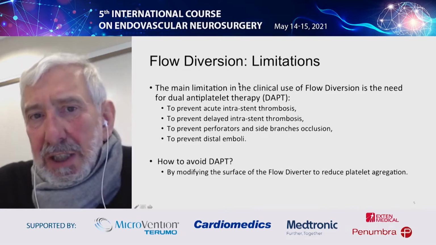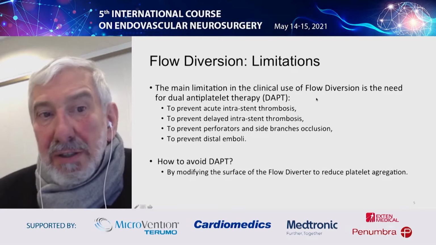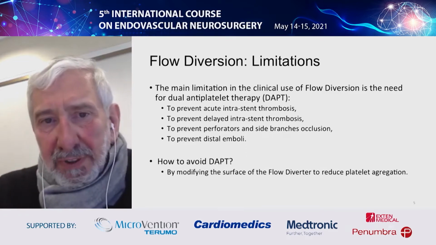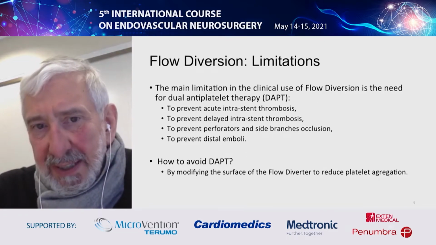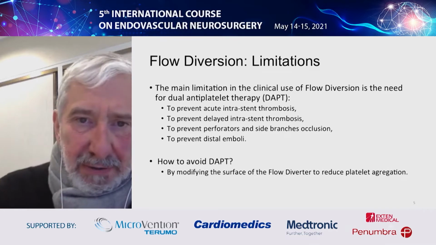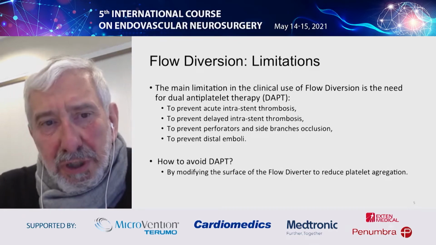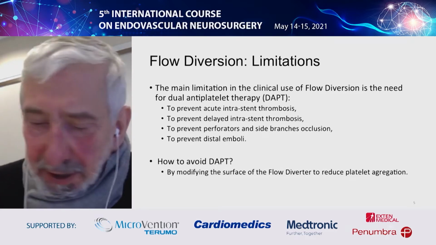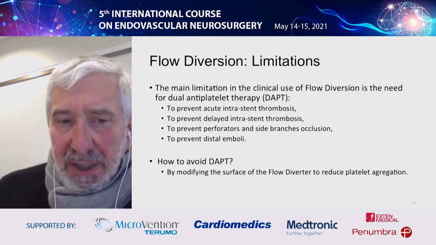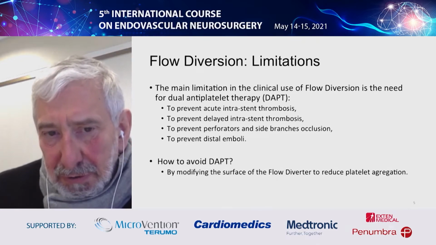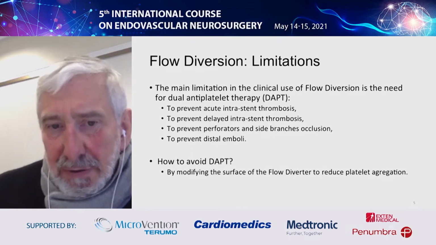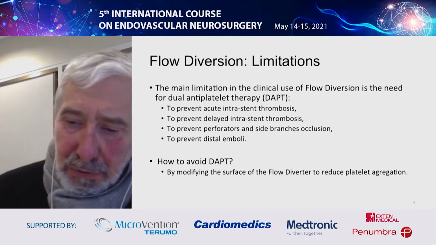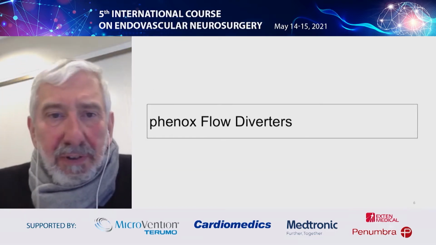Indeed, the main limitation in the clinical use of flow diversion is the need for dual antiplatelet therapy for several reasons: to prevent acute intrastent thrombosis, to prevent delayed intrastent thrombosis, to prevent perforator or side branch occlusion, to prevent distal emboli. So the idea some companies and engineers have now is how to avoid dual antiplatelet therapy by modifying the surface of the flow diverter to reduce platelet aggregation. And we now have 2 or 3 flow diverters available for that.